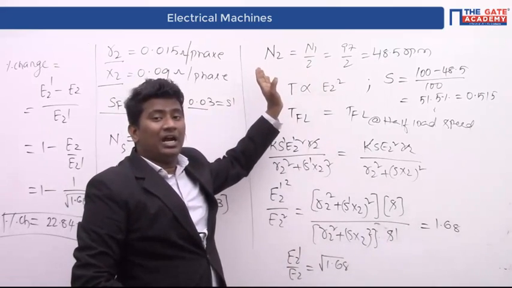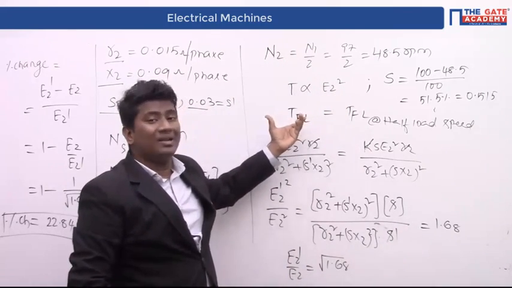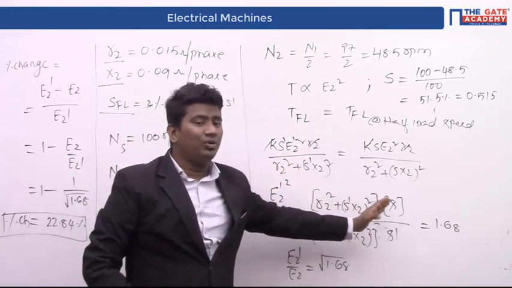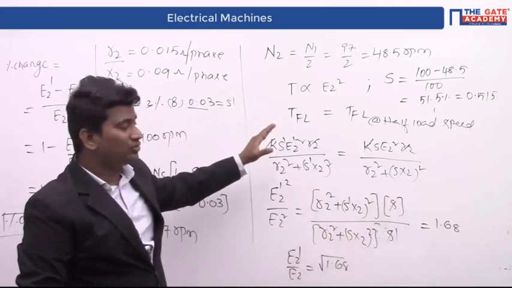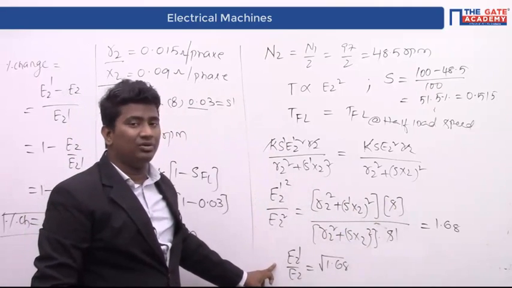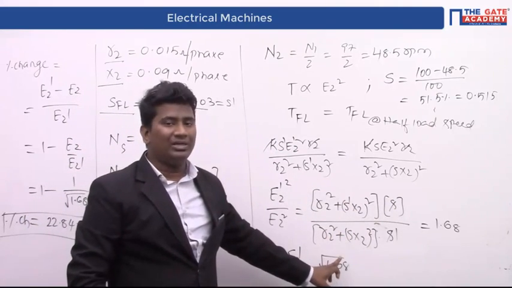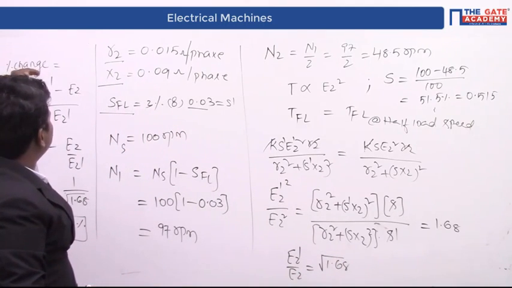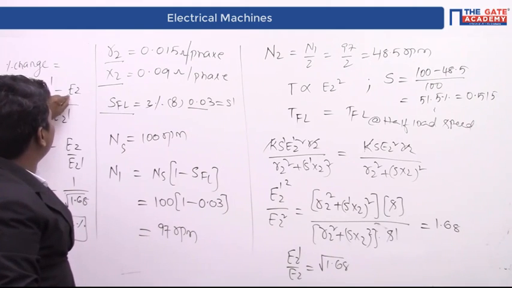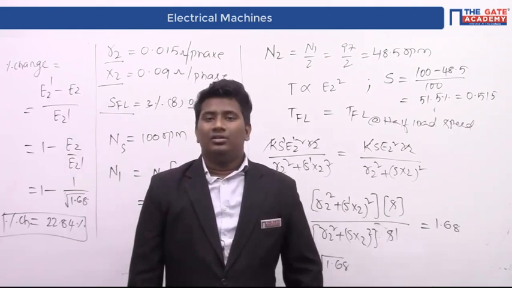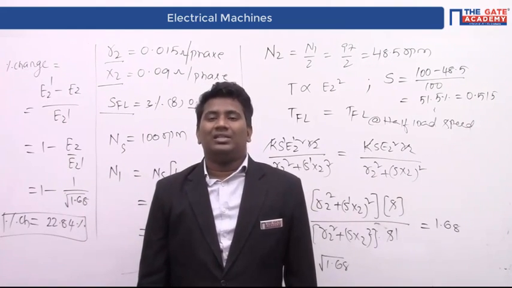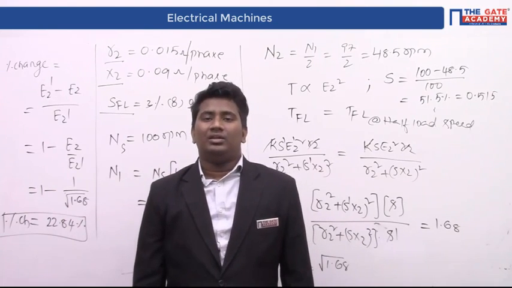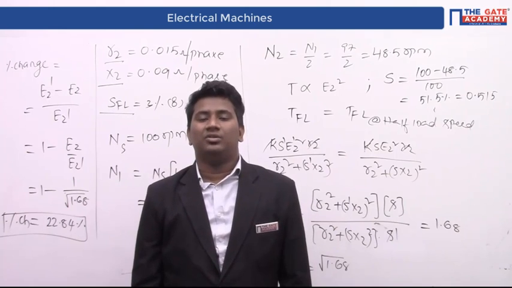Now, what is the condition they have given? Before changing the speed and after changing the speed, the full load torque remains the same. Therefore, I have considered the same case, substituting R2 and X2 and the slip corresponding to those values, and finally you got E2 dash by E2 is equal to root over 1.68. Therefore, how to find this? Percentage change is equal to E2 dash minus E2 by E2 dash. So, in induction motors, they ask questions either from equivalent circuits or from starting torque and maximum torque relation based questions.